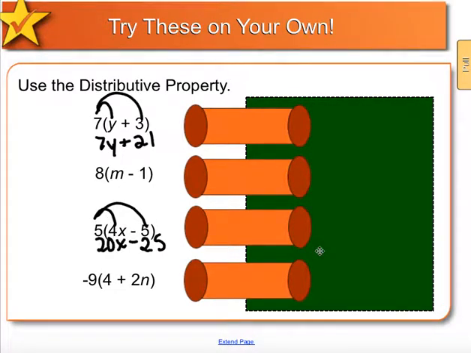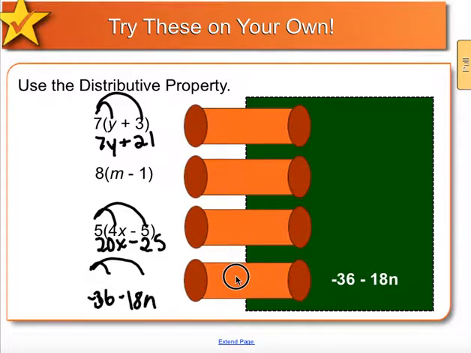All right, last one here. We are multiplying negative 9 by everything inside the parentheses. So we get negative 36 and minus 18n. Here we go. And when we look back, we see we get negative 36 minus 18n. Both of those are negative because that outside term needs to be multiplied, and it brings that negative.